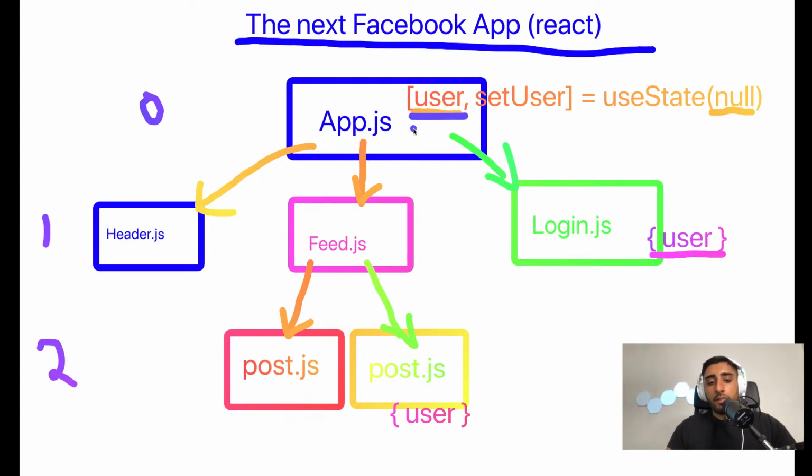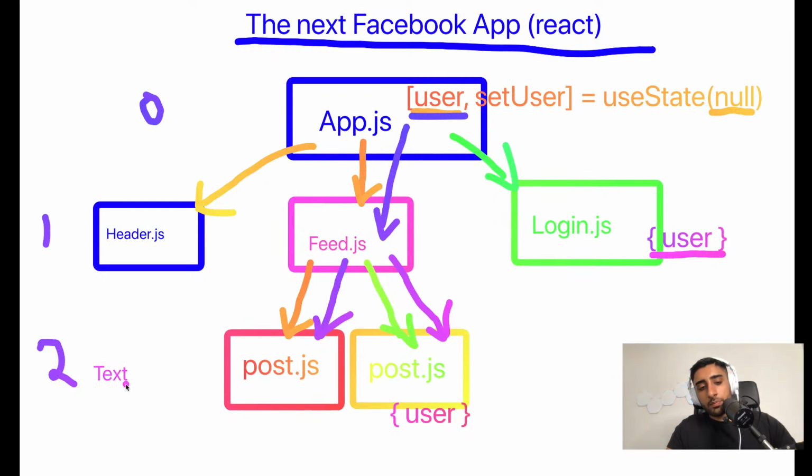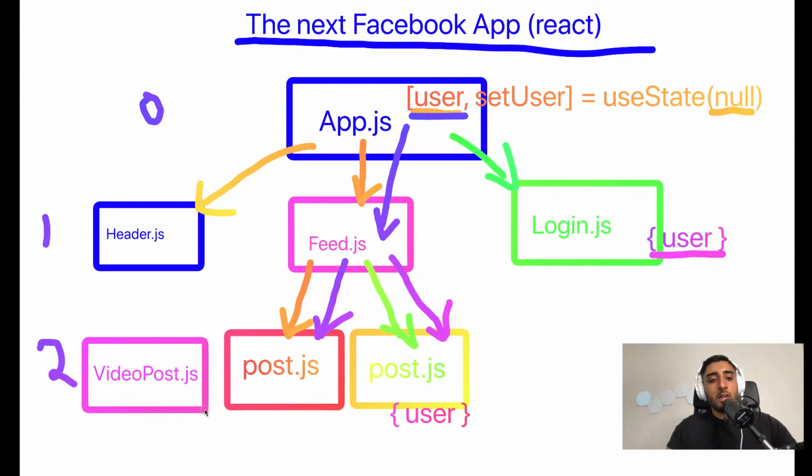And then if I need the user over here, I need to pass it over here, and I need to pass it down here, and I need to also pass it over this one. And imagine if I had another component over here. For example, let's say we had a component called, let's just call it a video post, right? So imagine we got a video post component. So what I'm going to then need to do is pass it over here because I need the user. So I need to go ahead and pass it over here.